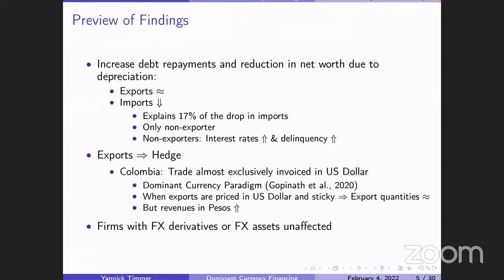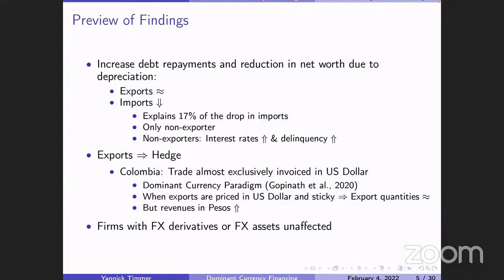We show that the increase in debt repayments and the reduction in net worth due to the depreciation actually does not have an effect on the exports of the firm. However, we find very, very strong evidence that the increase in debt repayments and the reduction in net worth due to the depreciation reduces imports very strongly. In particular, it explains around 17% of the drop in imports that we have seen in the graph that I showed you in the beginning.